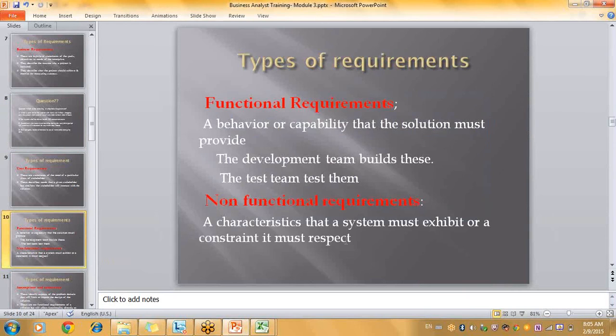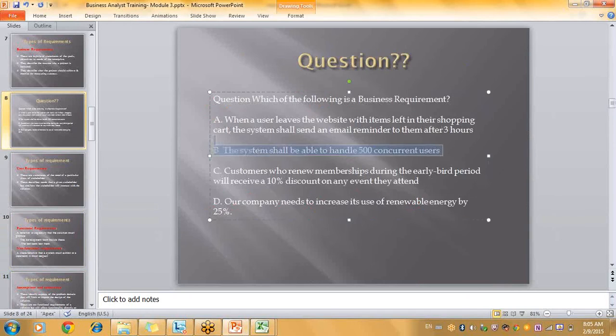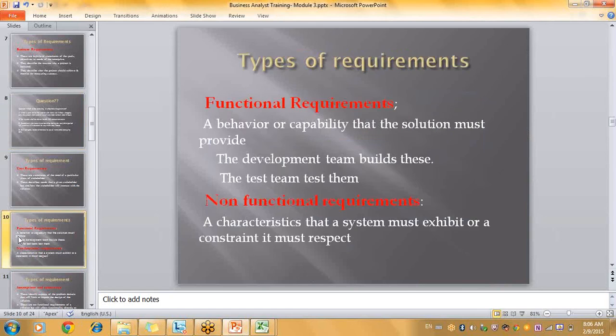Non-functional requirements are the characteristics that a system must exhibit or constraints it must respect. This is the capability or behavior, the characteristics my system should have. For example, my system should be able to handle this many concurrent users, right? That is a capability or characteristic of my system. This also we will give to our IT stakeholders. So these are the functional and non-functional requirements.